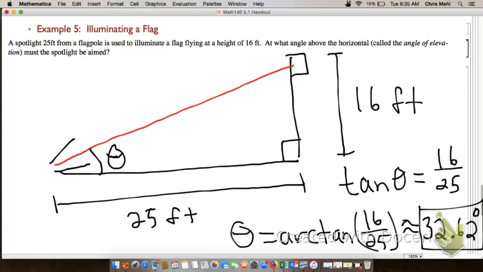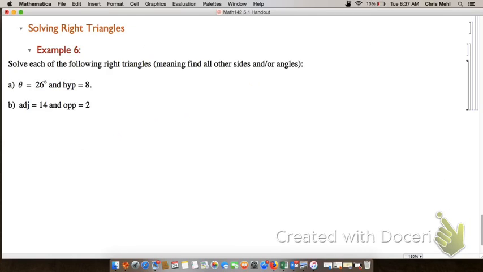So that would be the angle of elevation, the angle above the horizontal you would need so that the spotlight would illuminate the flag. This is the last example we got to in class. We had about 9-10 minutes left. I gave everybody a chance to work on this problem together or individually. I came around the room and checked how people were doing, but I will spend the last 5-10 minutes or so of this video doing these problems.